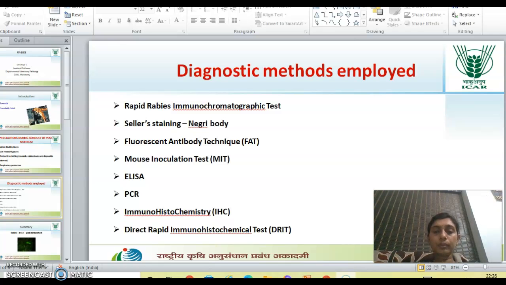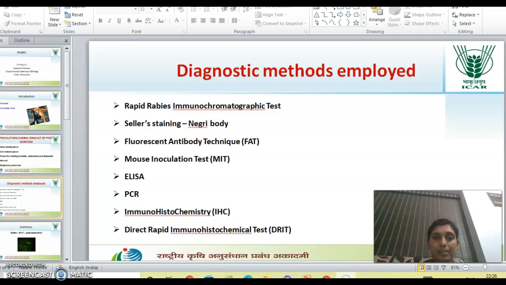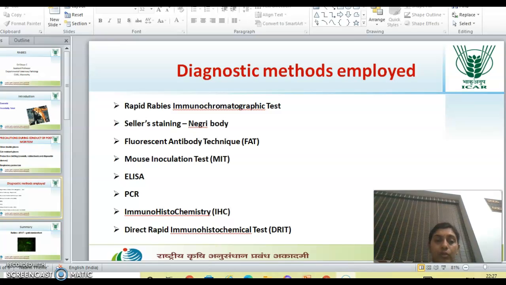Now, a few diagnostic methods which are employed for routine diagnosis of rabies are rapid rabies immunochromatographic test (RRIT), cellular staining where Negri bodies are detected in brain. Then the gold standard test is fluorescent antibody test. These three are used for routine diagnostic purpose.